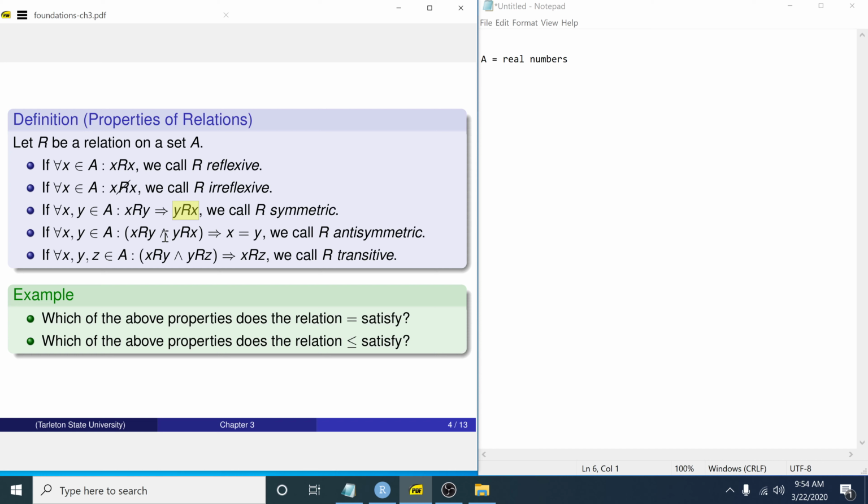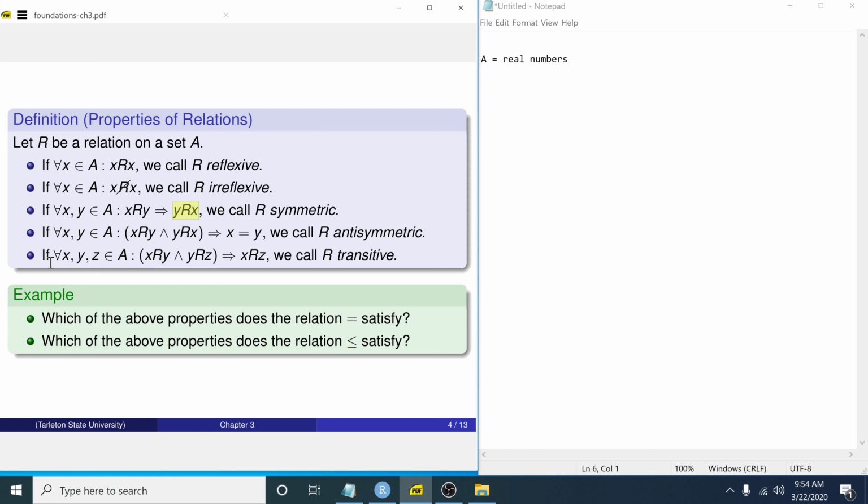This fourth condition of anti-symmetry, this is a rather complicated condition to hold. Let's see what this is saying. If for every x and y in A, if x is related to y and y is related to x, that implies that x is equal to y, we call R antisymmetric. This one might be a bit hard to think about right now, but I think it'll be a lot more clear once we go through these examples in a second. So we'll come back to this in a minute.